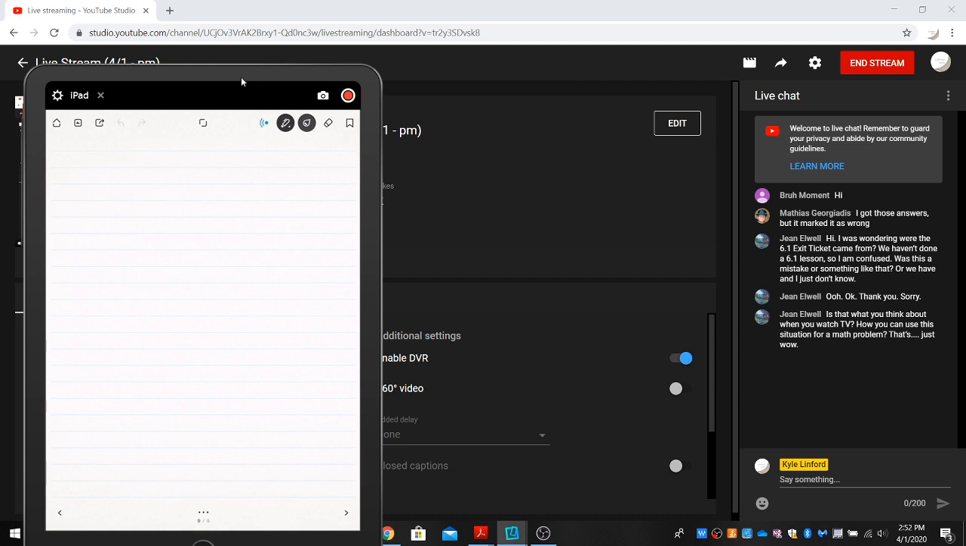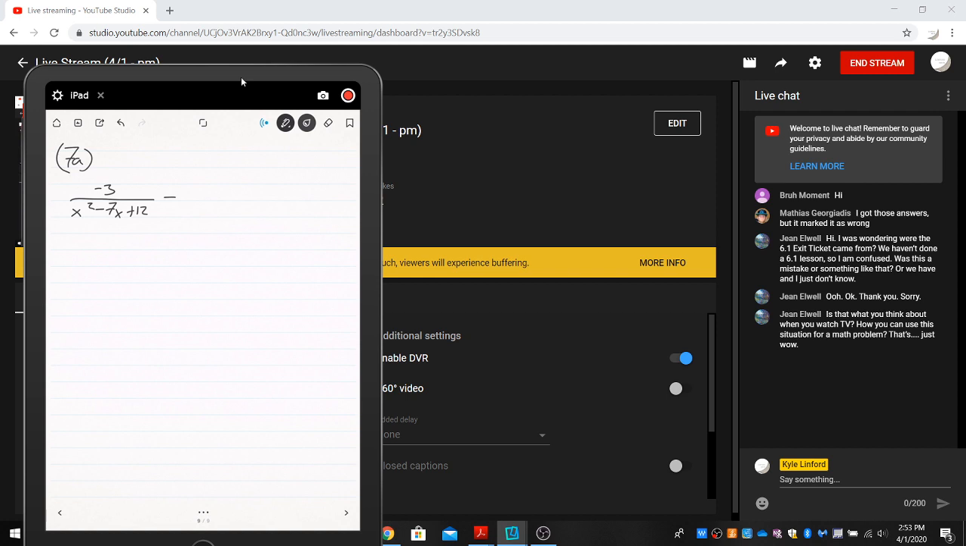Problem 7 says, from the advanced practice, come on, stylus, work. There we go. 7 from the advanced says -3 over x squared minus 7x plus 12 minus x squared plus x minus 12 over 2 equaling 10 all over x squared minus 16.